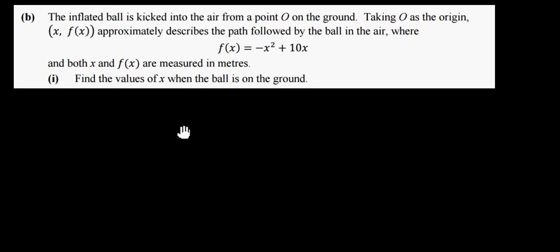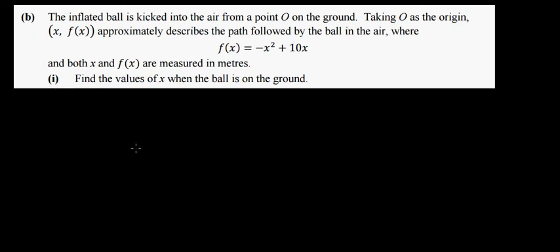So in this case, the inflated ball is kicked into the air from a point O on the ground. Taking O as the origin, we have x and f of x. It approximately describes the path followed by the ball in the air, where f of x is minus x squared plus 10x, and both x and f of x are measured in meters. Find the value of x when the ball is on the ground.